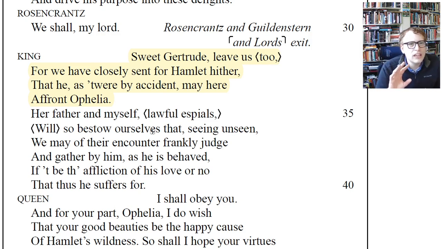Sweet Gertrude, leave us too. Because Rosencrantz and Guildenstern had just left, so leave us also. For we have closely sent for Hamlet hither, that he, as 'twere by accident, may here affront Ophelia.